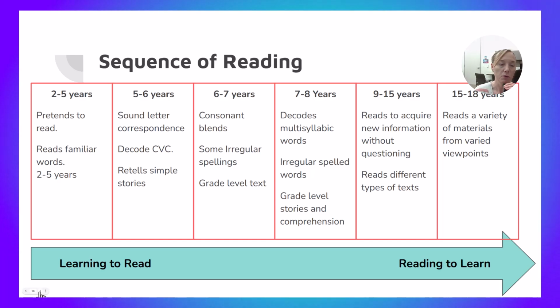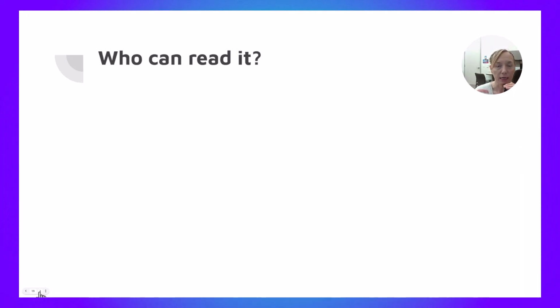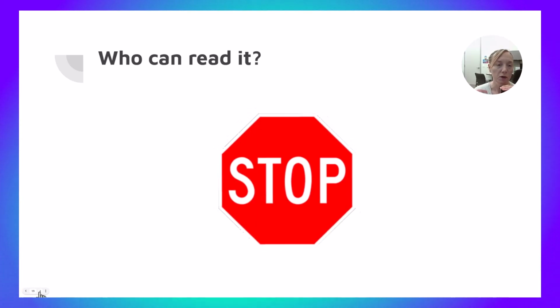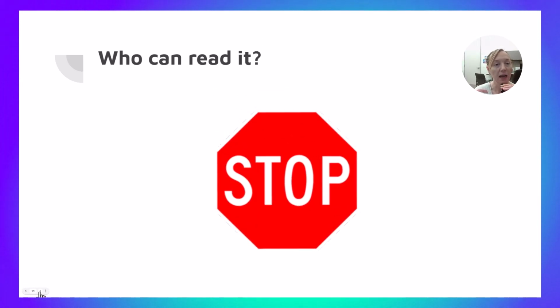All right, let's move forward. And as you can see on the bottom before I change slides, it really goes from this progression of I'm learning to read to I'm reading to learn, like I mentioned before. So who can read it? Let's play a quick game. If I showed you the word stop, what age group would be able to read that? Yeah, that 2 to 5-year-old range, right?